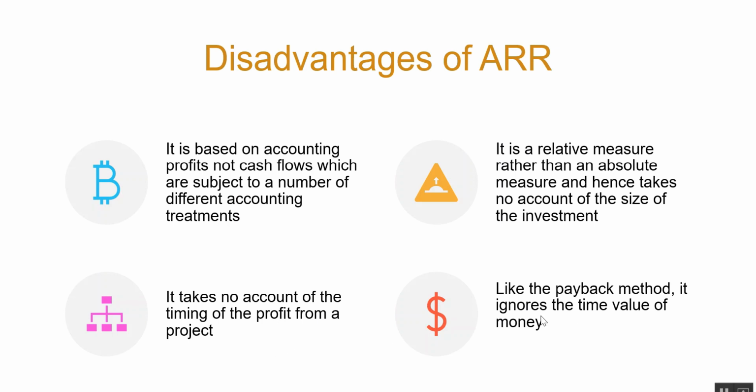And lastly, like the payback method, it ignores the time value of money. So what is time value of money? As you know, the money you receive now is worth more than receiving it on a future date, because it will lose its purchasing power. Therefore, ARR ignores the real value of each year's profit. So these are the disadvantages of accounting rate of return.